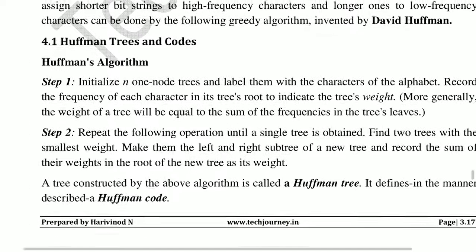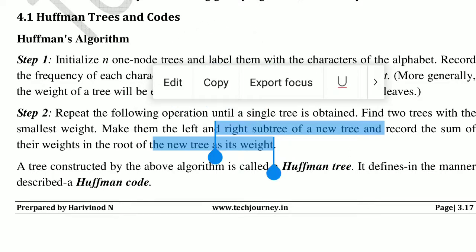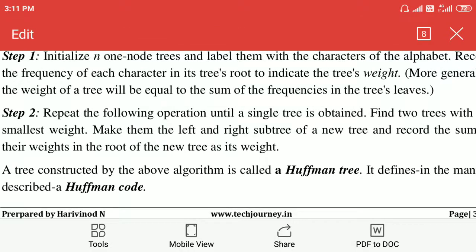And how does this Huffman tree actually work? It is the Huffman algorithm which constructs the tree. This Huffman algorithm has 2 steps, step 1 and step 2. So what are step 1 and step 2? In step 1, we initialize all n characters that we have. Each character is considered as a single node. Along with each character, I write the frequency assigned to it. This frequency is assigned as the weight of that node or character.